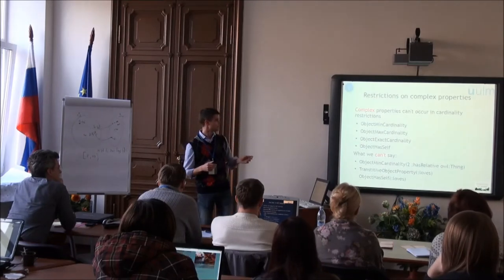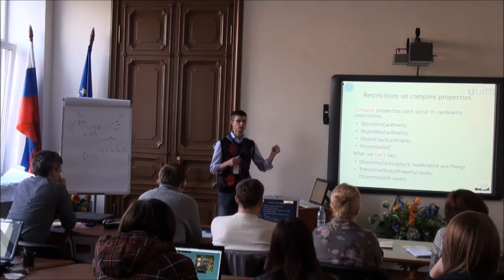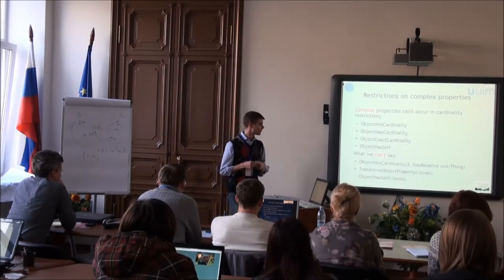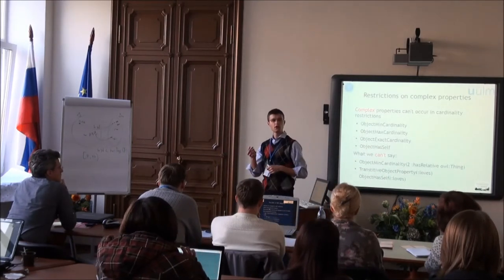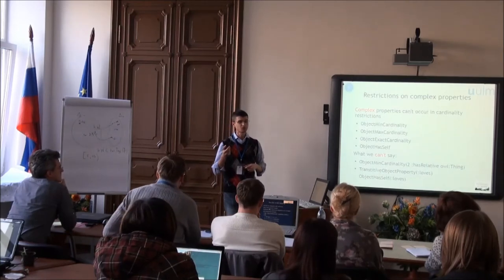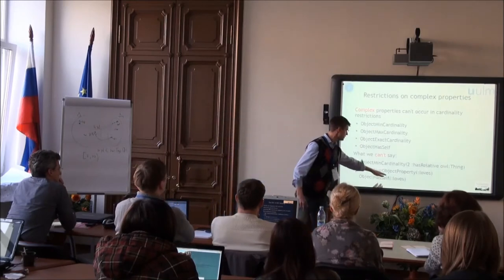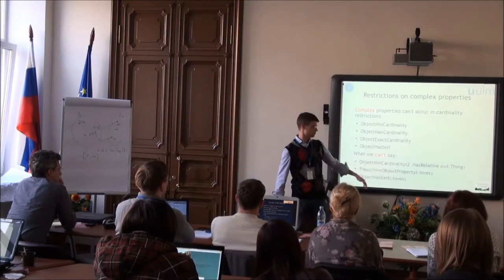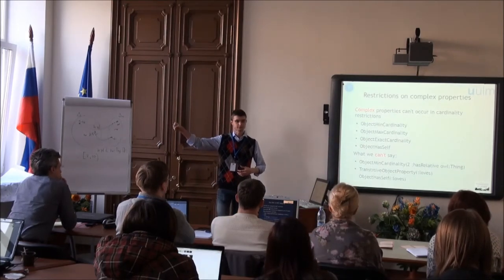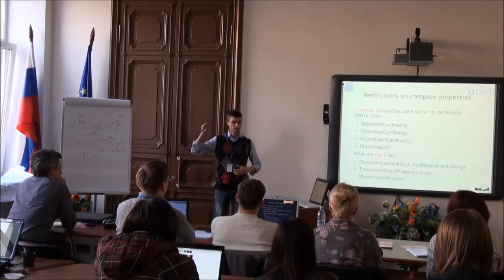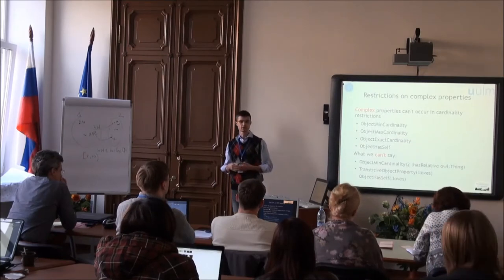So if has relative is complex, then you cannot say that all people have exactly two relatives. Or if has ancestor is a complex property by virtue of being transitive. Remember, transitivity is basically a chain, right? So the statement that has ancestor is transitive is the same as saying that has ancestor composed with has ancestor implies has ancestor. That makes it non-simple, complex. Then we also cannot use it in a Haskell restriction.